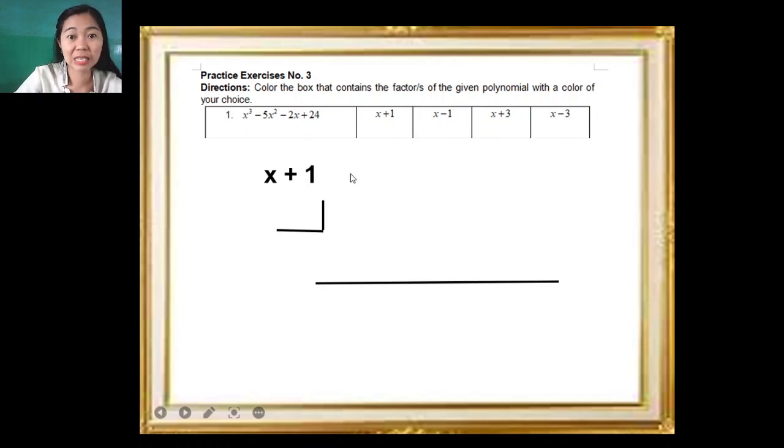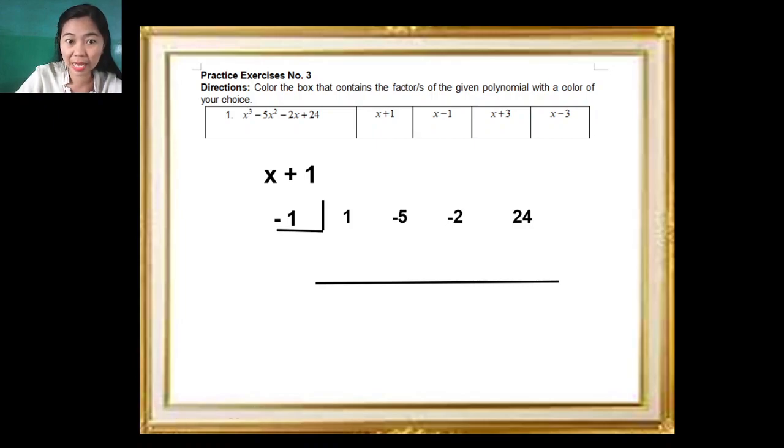So, gawin natin in synthetic division. First, the binomial to test is x plus 1. And then, in the given polynomial, i-write natin ulit yung mga coefficients. Wala namang missing term kasi kompleto. Third degree, second degree, first degree, 0 degree. So, we have coefficients 1, negative 5, negative 2, 24. And then, from the factor x plus 1, the value of r is negative 1.